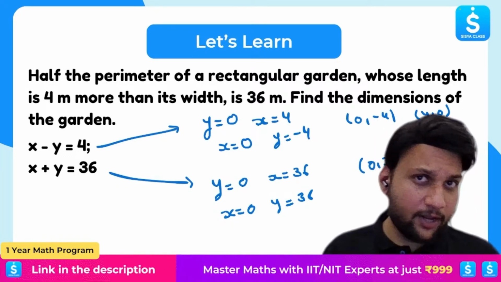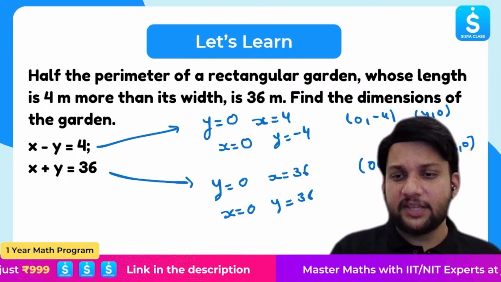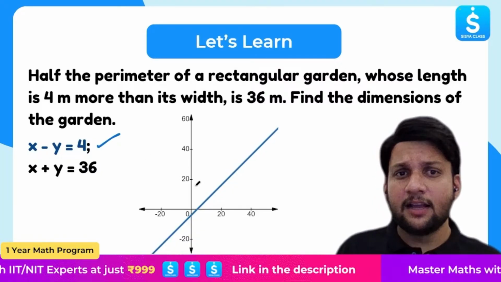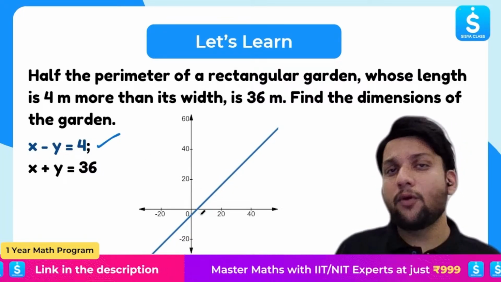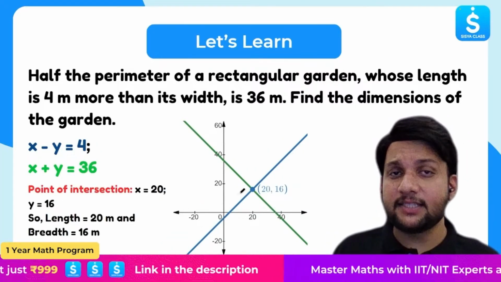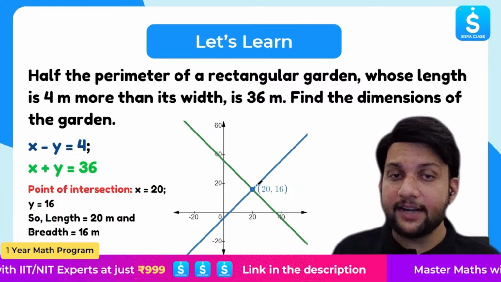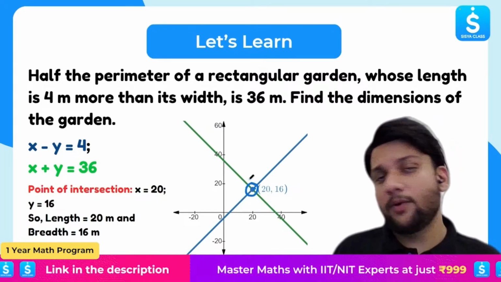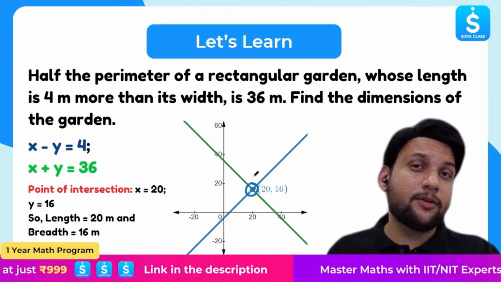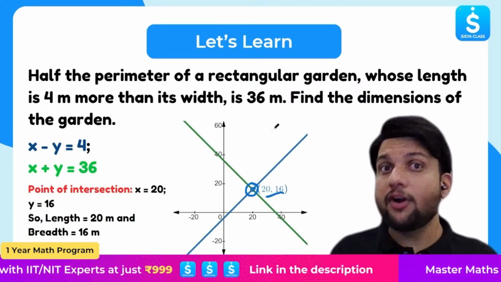And how many points do we require in order to plot the graph of a linear equation? 2 points, right? So there we have it. If we consider x minus y equals 4, its graph would look like this, connecting points (4, 0) and (0, -4). If we consider the second equation, x plus y equals 36, it will pass through (36, 0) and (0, 36), and where will they intersect? (20, 16). Of course in the examination you will be given the graph paper. Once you plot the graph using the method that I told you, you will find the intersection point as (20, 16). But what does it mean?